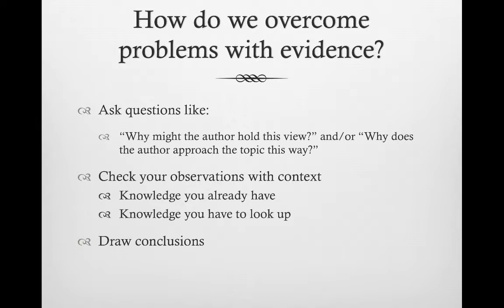How do we overcome problems with evidence? You can start by asking questions about your source that might help clarify things, like why might the author hold this view? Or why does the author approach the topic this way? These questions are very helpful in determining bias.